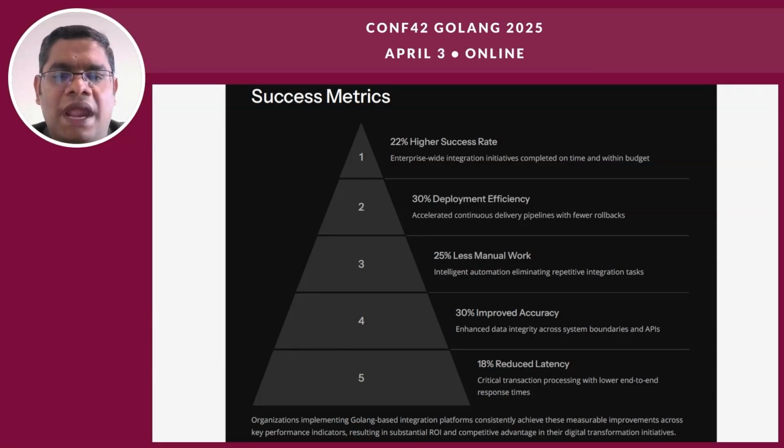Organizations implementing a Golang-based integration platform consistently achieve measurable improvements across all key performance indicators, resulting in substantial return on investment and competitive advantage in their digital transformation initiatives.